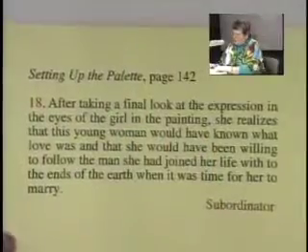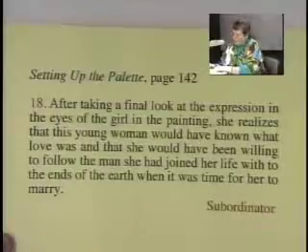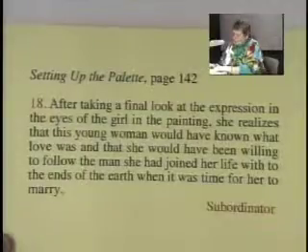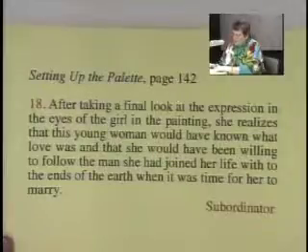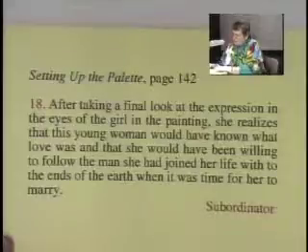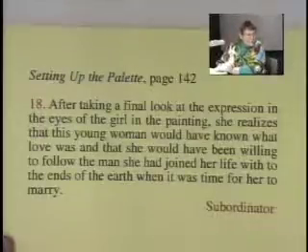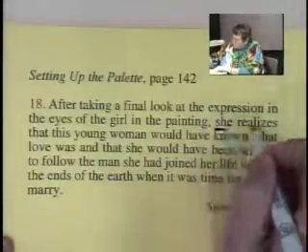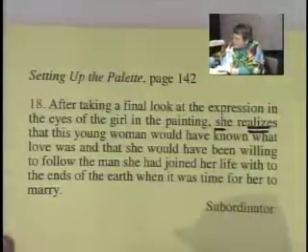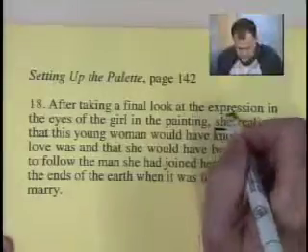So now, after taking a final look at the expression in the eyes of the girl in the painting, she realizes that this young woman would have known what love was and that she would have been willing to follow the man she had joined her life with to the ends of the earth when it was time for her to marry. Scott, where's a subject? She. And how about a verb? Realizes. And the kind of clause? It would be a main clause. So this is a main clause.